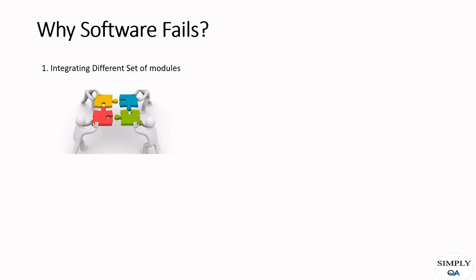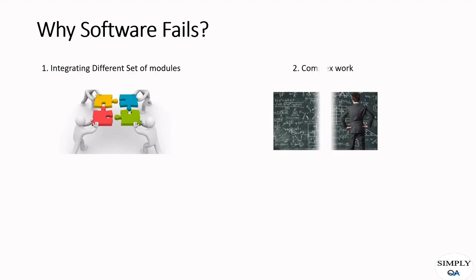So basically all these modules will not be developed by a single developer. There will be multiple teams to develop each individual module. And those individual modules will be successfully tested by that particular team. But the issue happens when those modules are integrated together, right? That flow should work fine once all the modules are integrated. So this is one of the reasons for software failures.